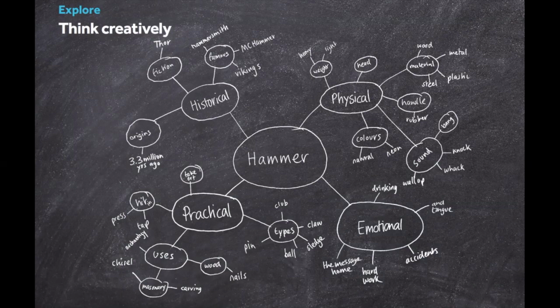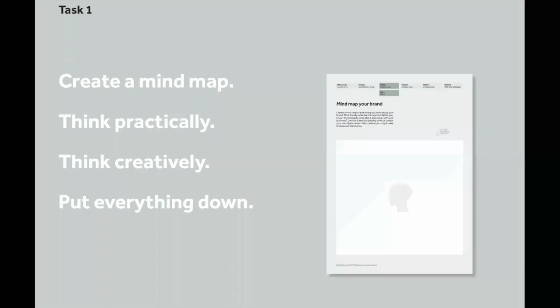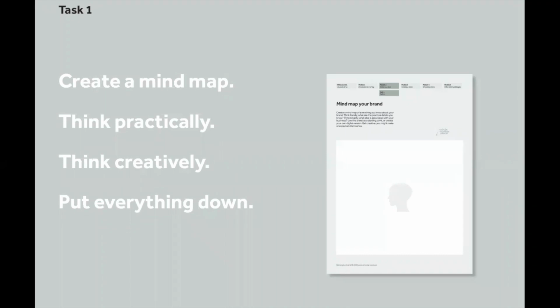All these things are really going to help inspire us when we come to names. So the first task is really to create a mind map and stick your product, business, service, however you describe it, into the center. Think about all the practical, all the literal things about that business and the other areas of the business that's not just relating to you, but also think creatively about it. Get everything down. I would always try and get this down onto one sheet of paper.